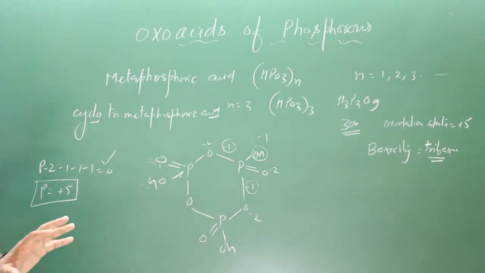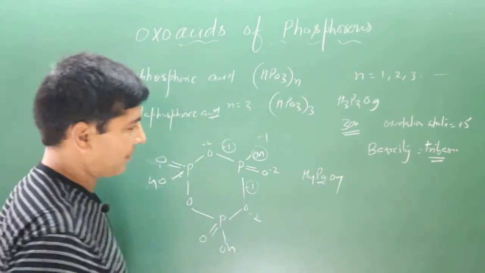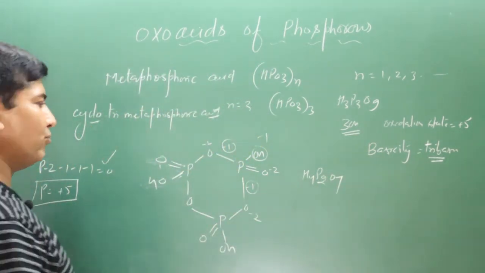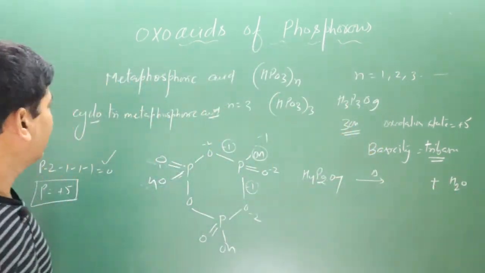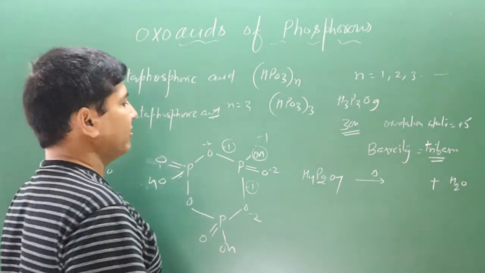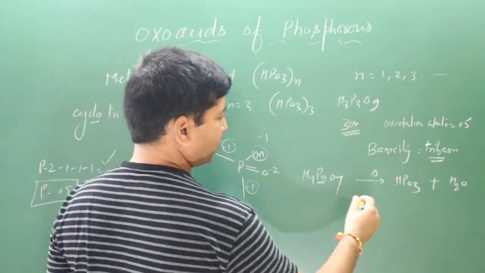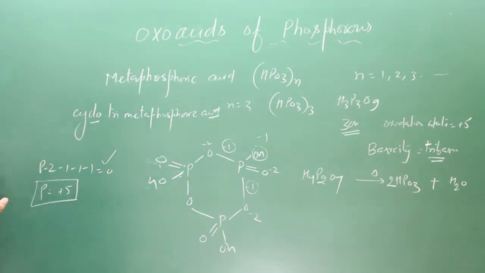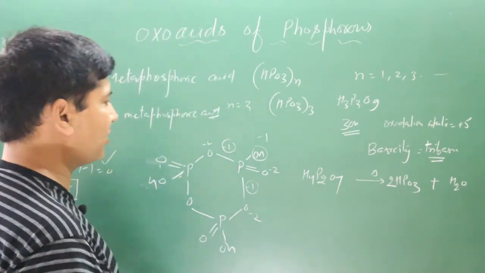Now we talk about the preparation reaction. We have learned pyrophosphoric acid, H4P2O7. If we heat it, it will liberate water, and the remaining portion will be the main product, metaphosphoric acid, HPO3. 2 phosphorus multiplied by 2, and the hydrogens and oxygens balance, 7 oxygen. This is the method for the preparation of metaphosphoric acid.